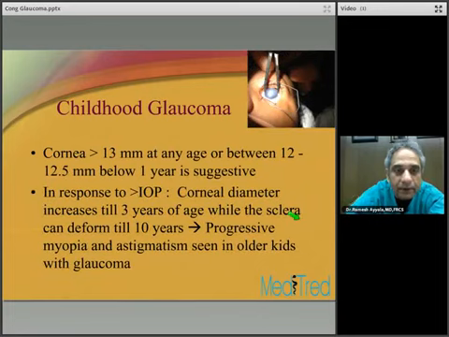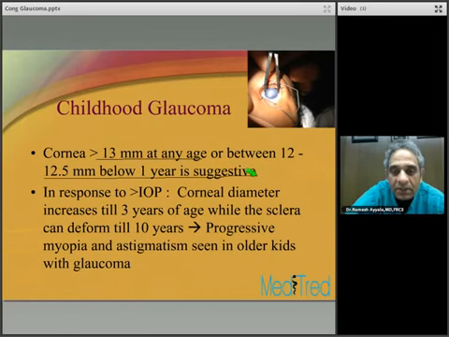Now remember, cornea diameter of greater than 13 millimeters at any age, or between 12 and 12.5 millimeters below the age of 1 year, is highly suggestive of congenital glaucoma. So one of the things that you want to do when you examine these patients is to measure the corneal diameter, both for diagnostic purposes and as you follow these patients. If the glaucoma is poorly controlled, the cornea diameter may keep increasing in the first couple of years.